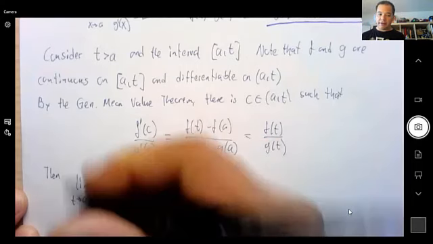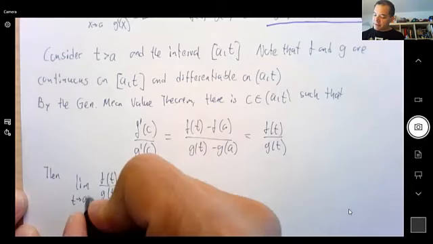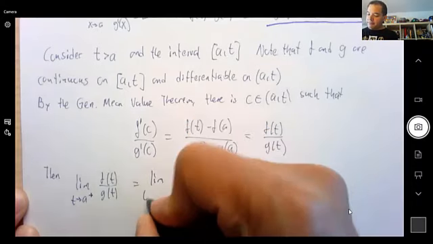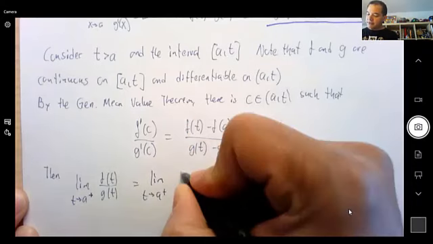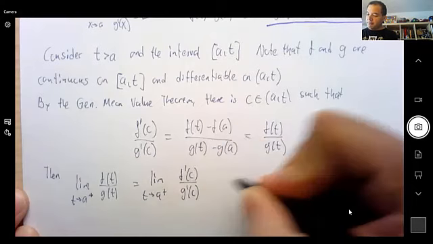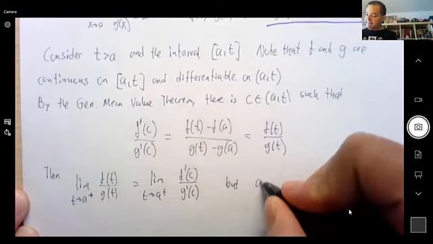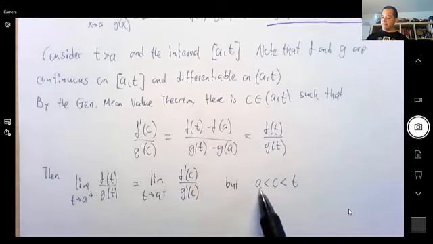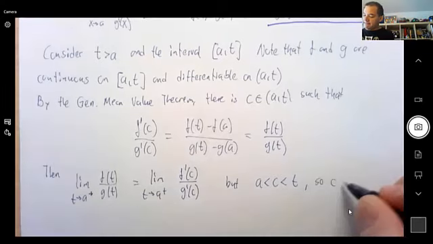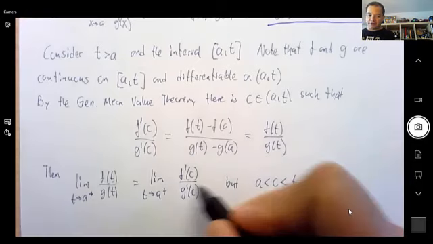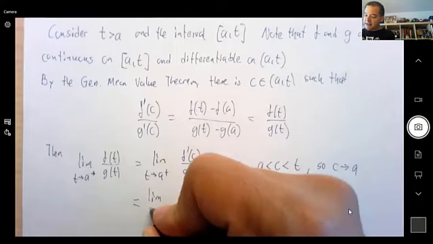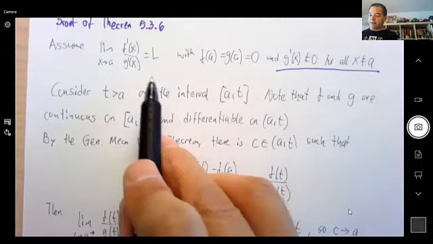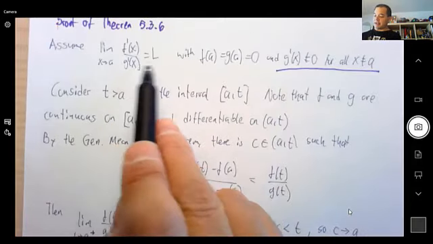Now remember, I picked t greater than a. So you can put when t approaches a from the right. Well, that's going to be the limit when t approaches a of f prime of c over g prime of c. But remember that c is between a and t, right? So when t approaches a, then c approaches a. And if c approaches a, then this is actually the same as the limit when c approaches a, which is this one over here, right? When something approaches a, the quotient of the derivatives is L.